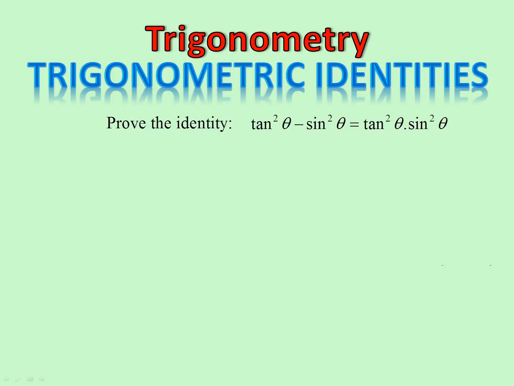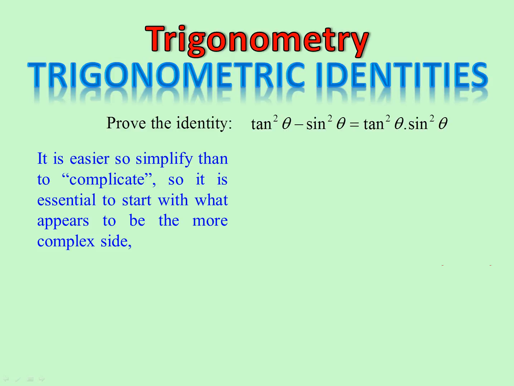Now we're into the proving of trigonometric identities. Now remember what I said, you have to start with one side only and try to get it to the other. Now there are a couple of guidelines with trig identities. You need to decide whether to start with the left or right. First of all, it is easier to simplify than to complicate. So it's essential to start with what appears to be the more complex side. What tells you more complex? Well, addition and subtraction as opposed to multiplication. Having tans on the one side and non-tans on the other, but this doesn't matter.